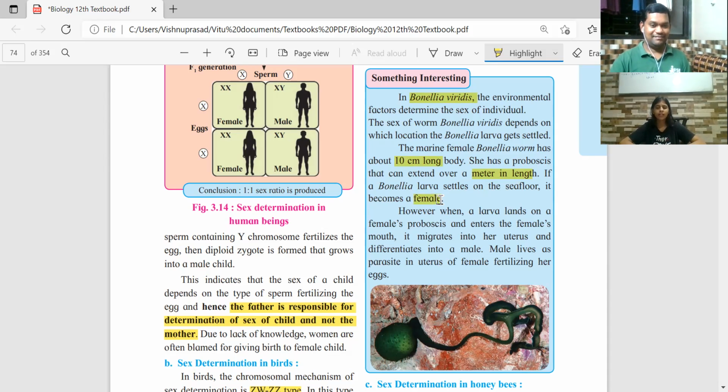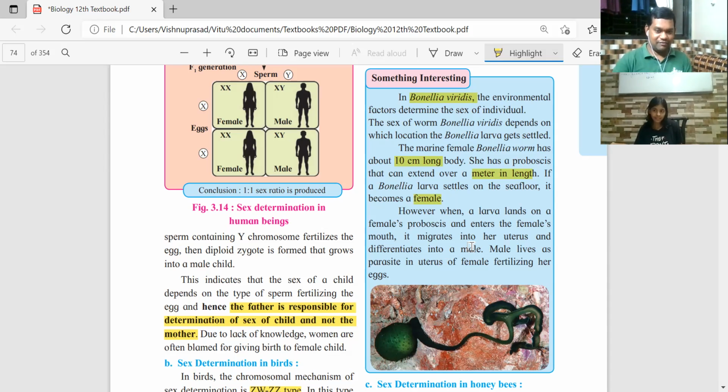Environment, yes. If a larva goes and settles on the sea floor, it becomes a female. And there are some other larvae that settle on the female's proboscis. In that case, they will turn into male. Sea floor, yes, if it settles there it is turning into a female. It will grow into a female. Okay.